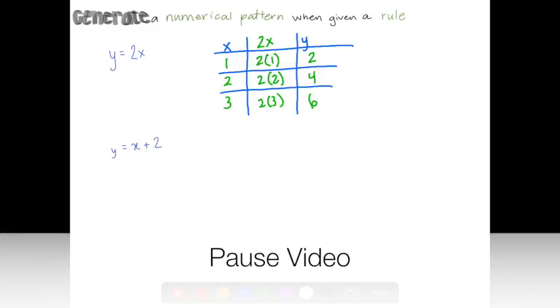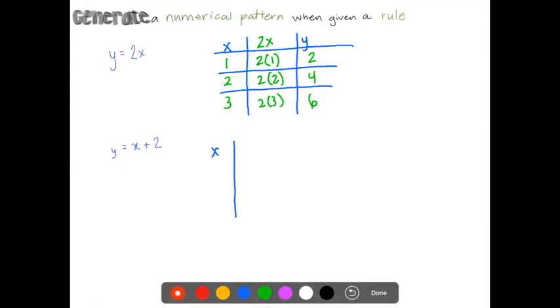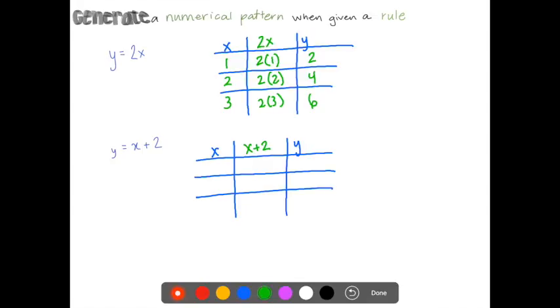Go ahead and give this other example a try. So in this case, we have a rule of y is going to be whatever the value of x is plus 2. So if x, for example, is 0, then y is going to be 2. And you can pick any numbers for your numerical pattern, but we normally start with 0 or we start with 1, low numbers. So we have 1 for x here, and then I have 3 for y.